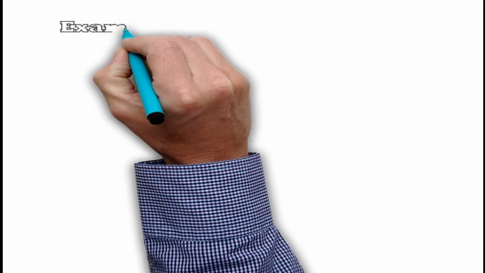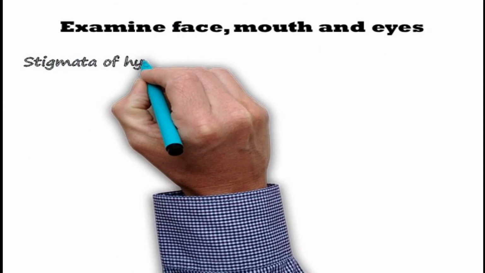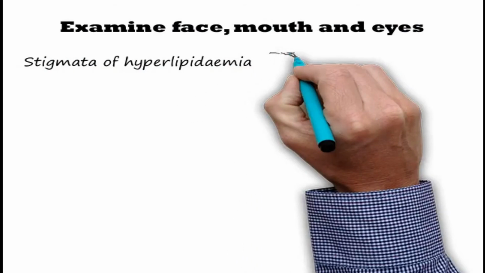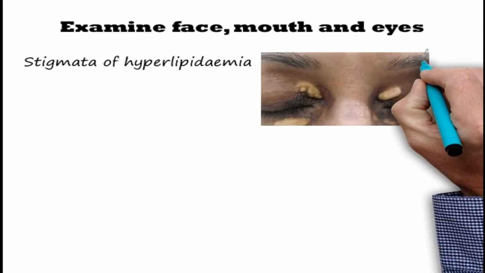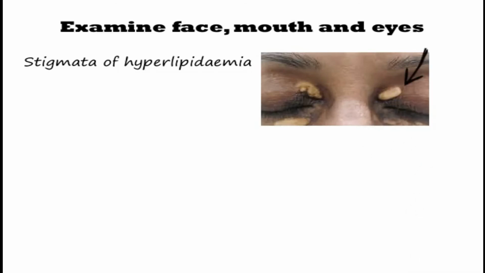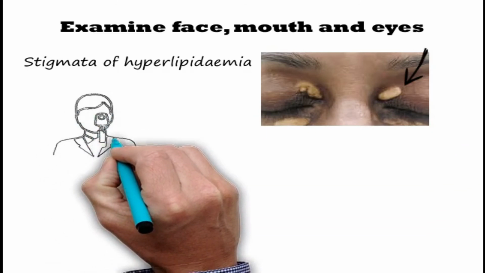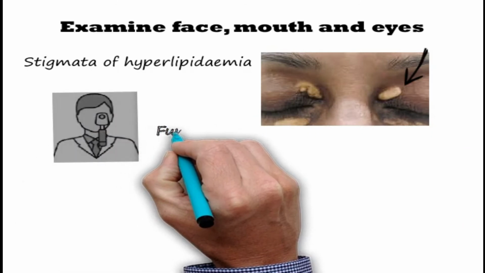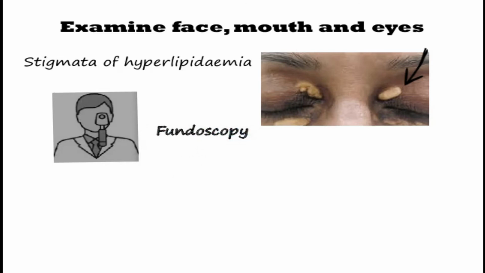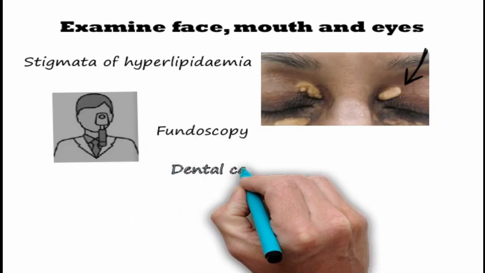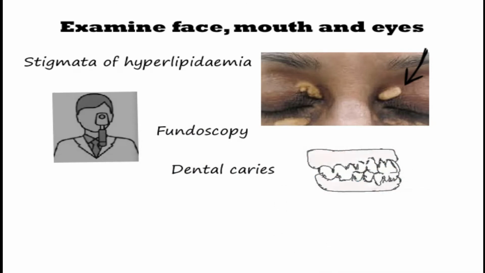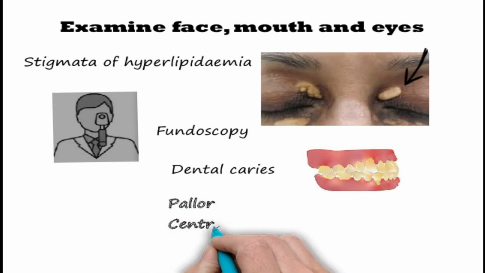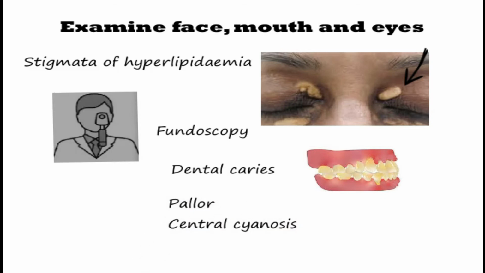Then examine the face, mouth and eyes. First of all, look for stigmata of hyperlipidemia such as xanthelasma, which we have shown here. You can see the yellowish colored xanthelasma. Also do a fundoscopic examination of the patient for hypertensive retinopathy, diabetic retinopathy, etc. Then search for dental caries, which may be a sign of infective endocarditis. Search for pallor and central cyanosis also.